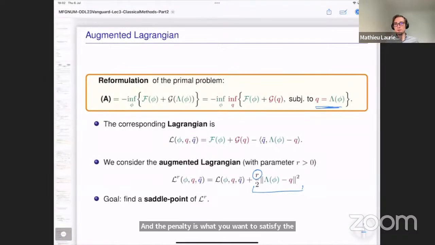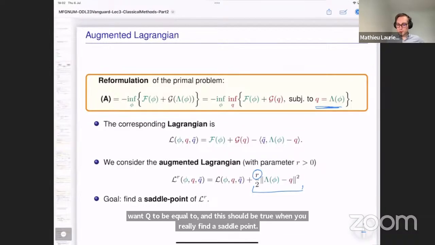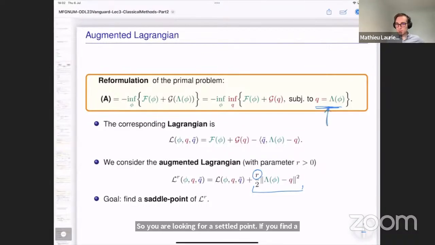So intuitively, it's going to help to make the Lagrangian even more maybe convex in some sense, because you want q to be equal to lambda phi, and this should be true when you really find a saddle point. So you are looking for a saddle point. If you find a saddle point, in particular, it is going to satisfy the constraint, and so this term should be 0. So if this term is 0, it means the augmented Lagrangian is equal to the Lagrangian, at least at the saddle point.